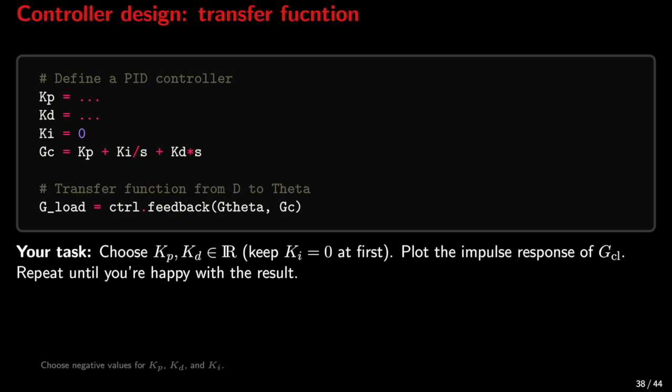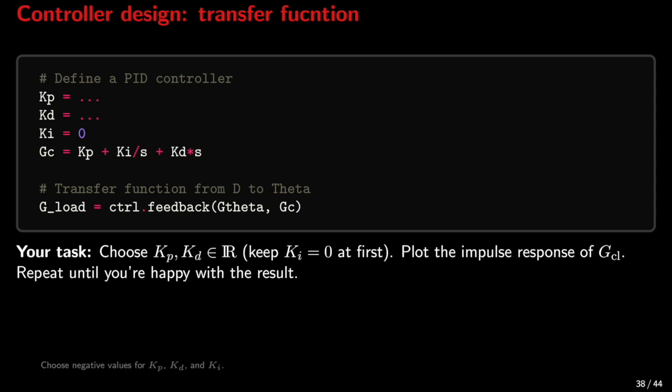Firstly, we define our PID controller. We define GC. We choose the gains Kp, Kd and Ki, and it's a good idea to start with Ki equals 0, at least at first. Then we construct the transfer function of this closed loop system using control.feedback. This is shown here. By the way, recall that the transfer function from the disturbance to the output is often called the load transfer function.